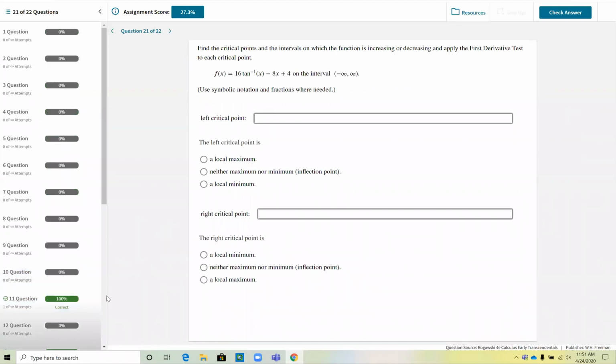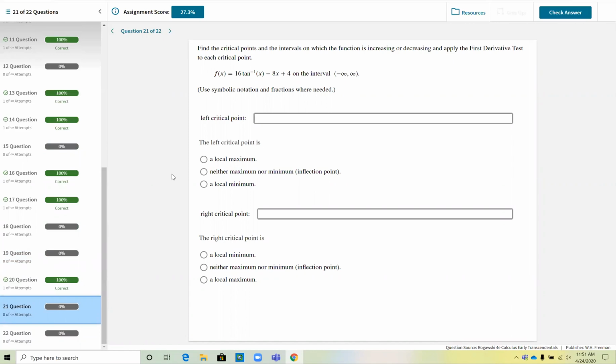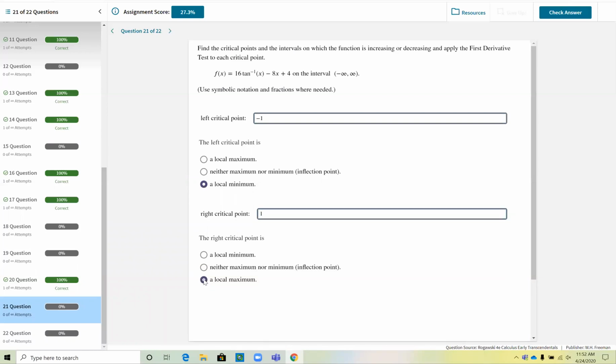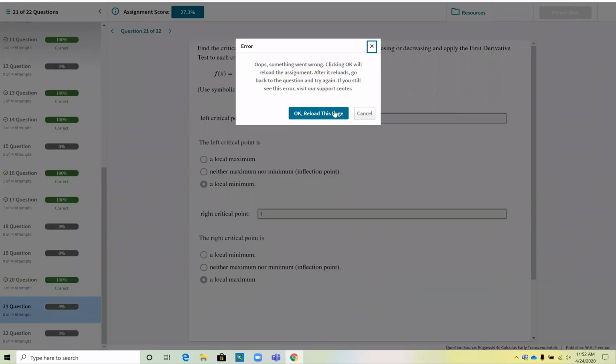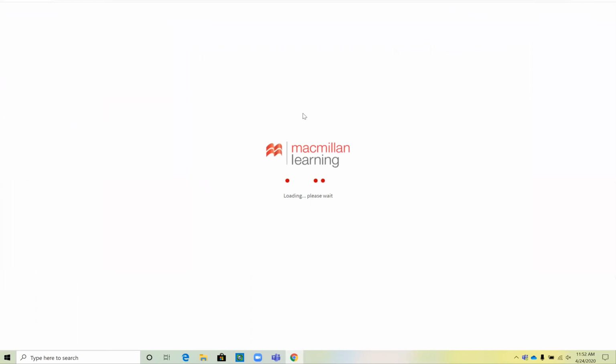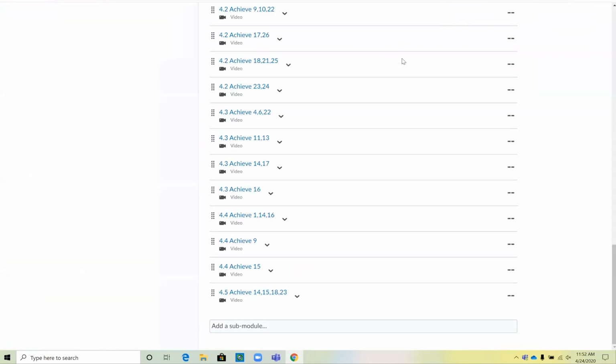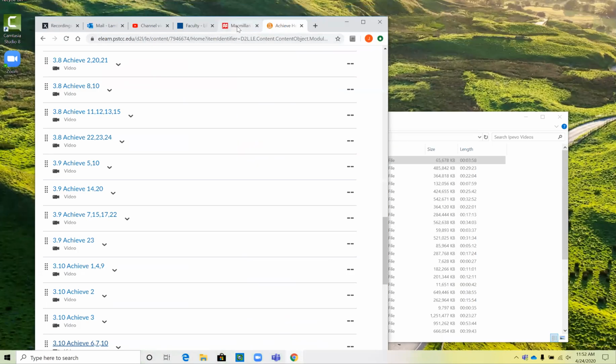So I'll scroll down. The left critical point was negative 1, and we know that that was a minimum. The right critical point was 1, and we know that that was a maximum. Now check answer, and okay, Achieve, come on. Try it one more time here.